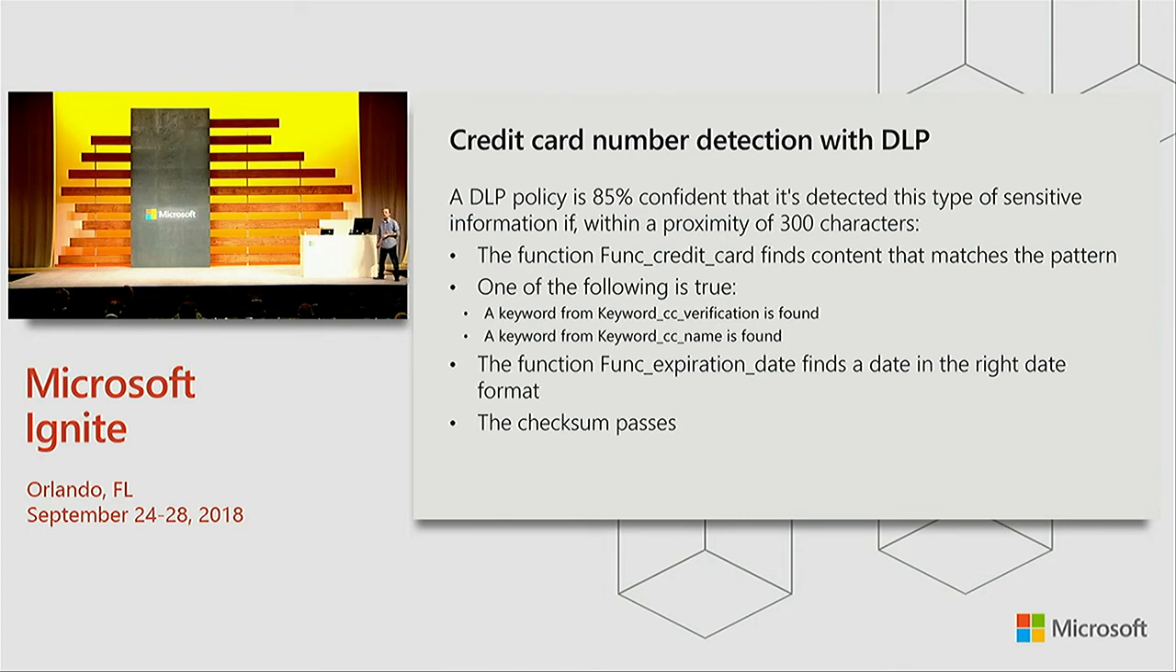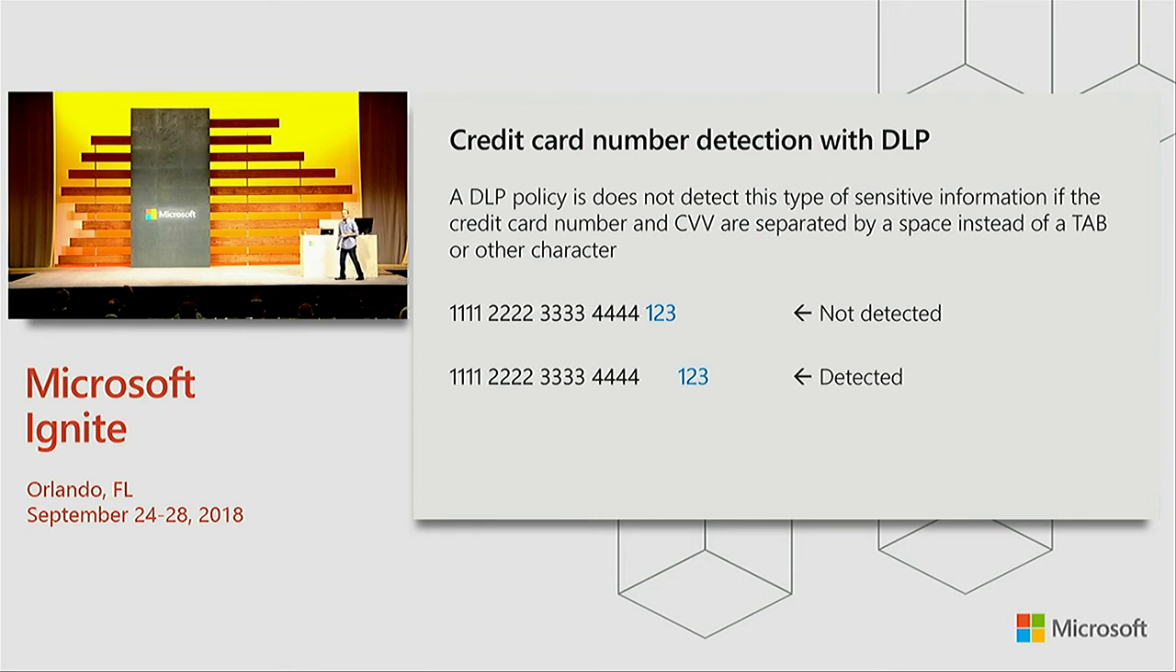But here's something interesting. What one customer found is that when they transformed their data, which had the credit card number and the CVV separated initially by a tab, that caused it to be separated by a space instead of a tab. And once it was separated by a space, that broke pattern recognition. So the DLP engine could not detect that in that format.